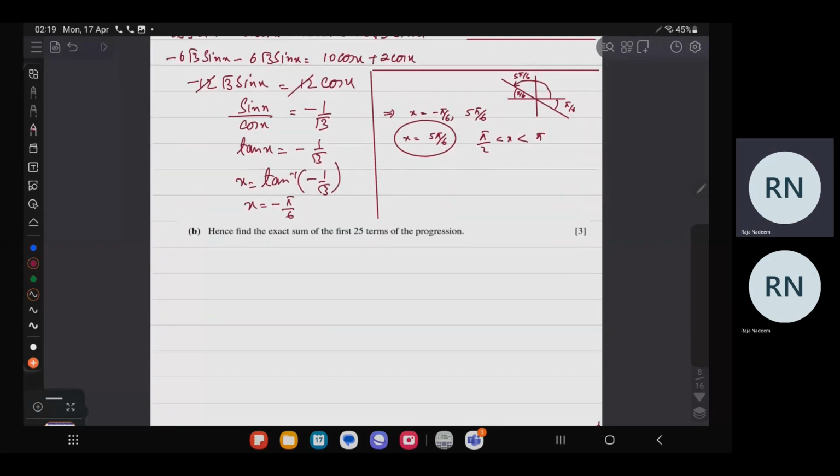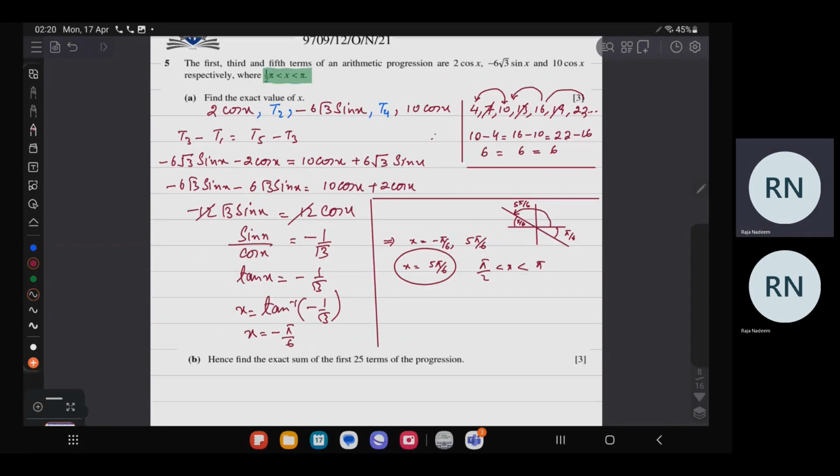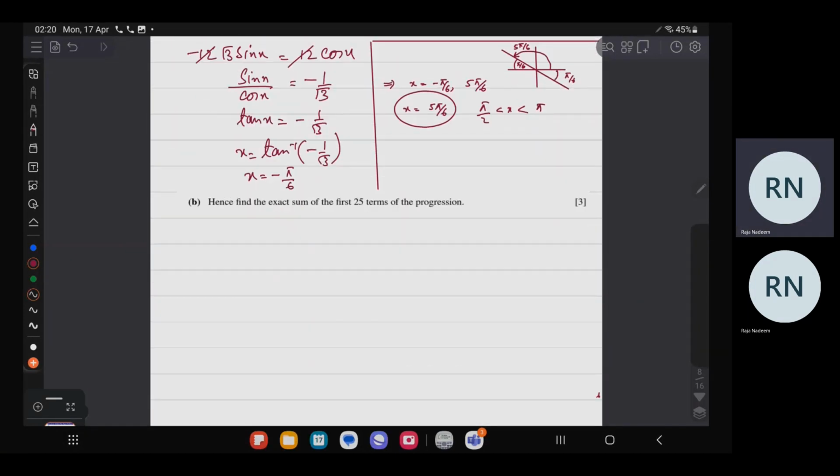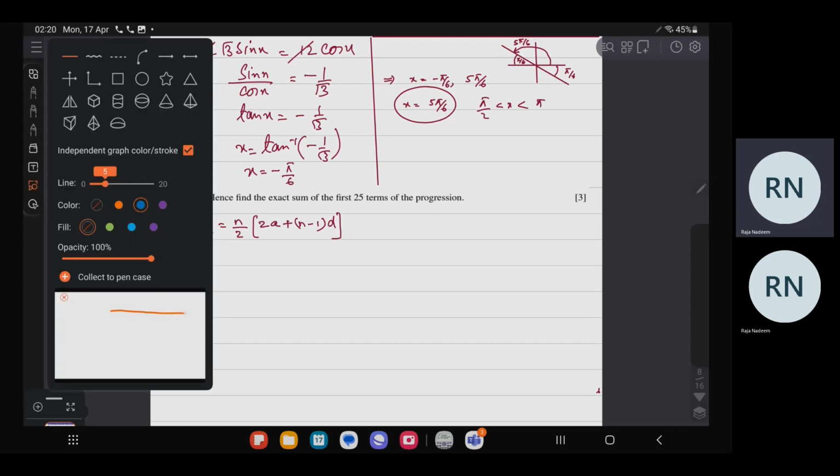Okay, let's move to the second part. The second part says: hence find the exact sum of the first 25 terms. This is a very important part because it involves a very special concept, as we are dealing with an arithmetic progression. When you write its formula, it says Sn is equal to n by 2 into 2a plus n minus 1 into d. So this is the formula.